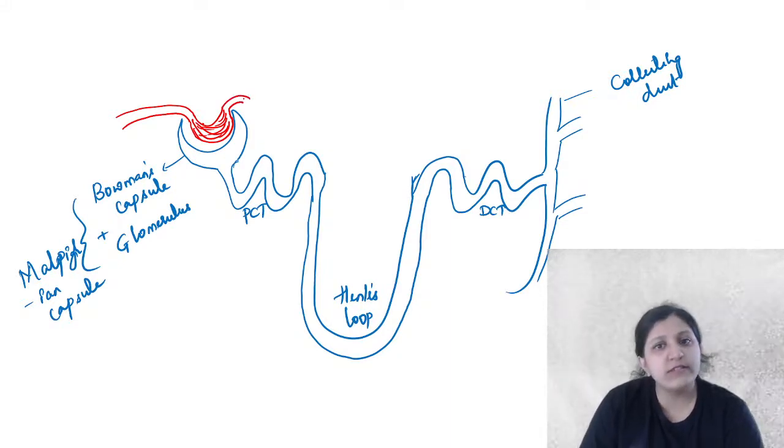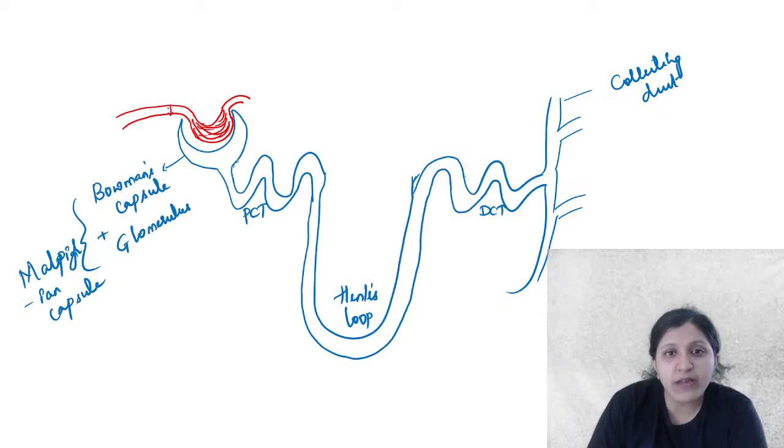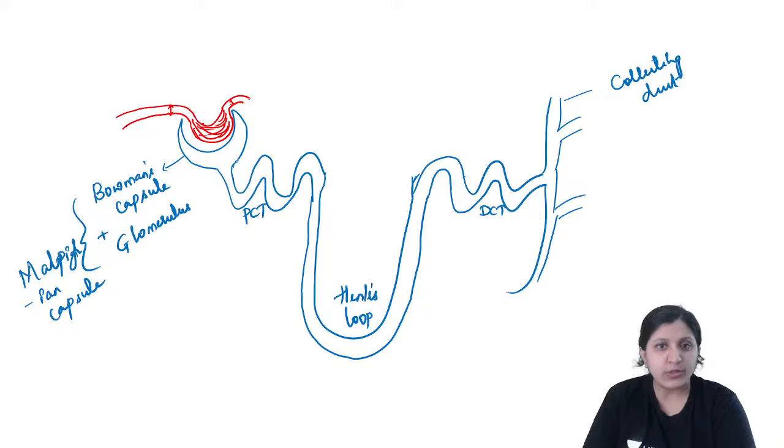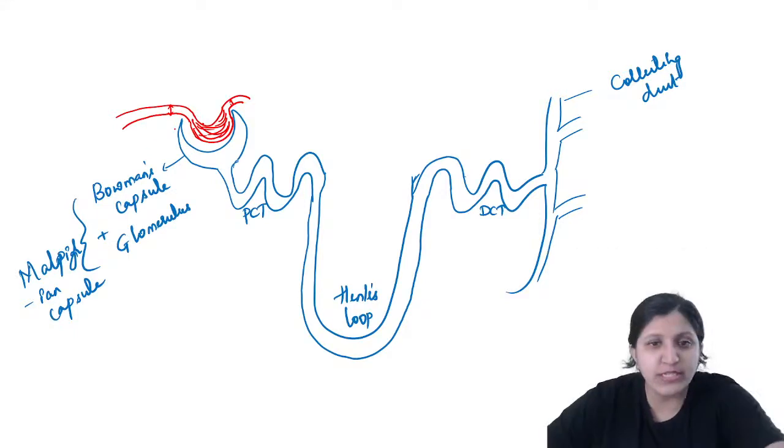It will be leaving. Okay, so this is leaving. All right, and you need to make sure that the diameter over here is more and the diameter over here is very less. So that is why there is a hydrostatic pressure that is built up.